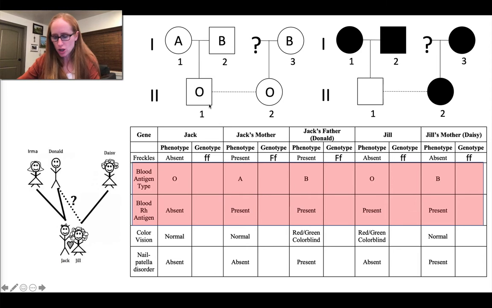Okay, so we're going to take a closer look though, but first we've got to talk about what kind of inheritance this is, because this is not, the ABO at least is not a complete dominance. The Rh factor is, and we'll talk about that, but this one is unique.